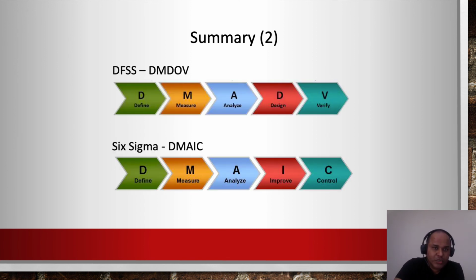Summary 2. DFSS, DMADV: define, measure, analyze, design, verify. Six Sigma, DMAIC: define, measure, analyze, improve, and control. So there are two things, DFSS and DMAIC, that is design for Six Sigma and Six Sigma.